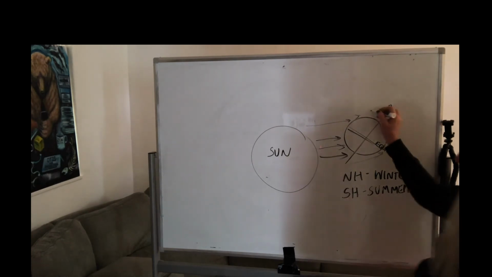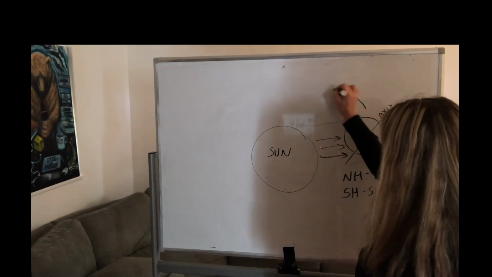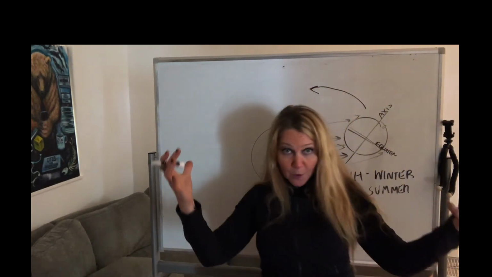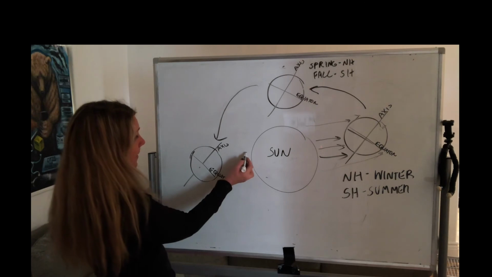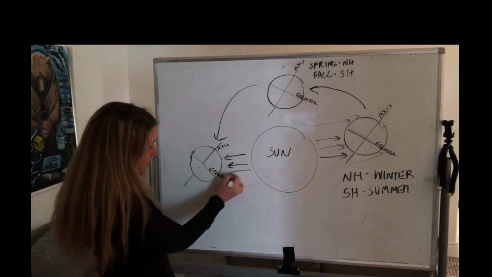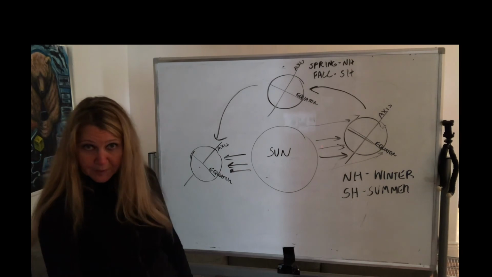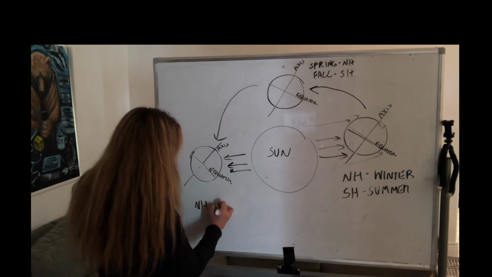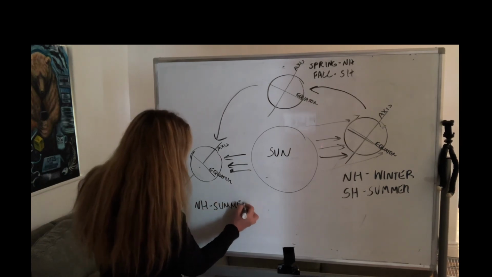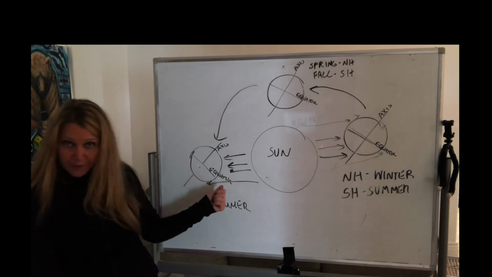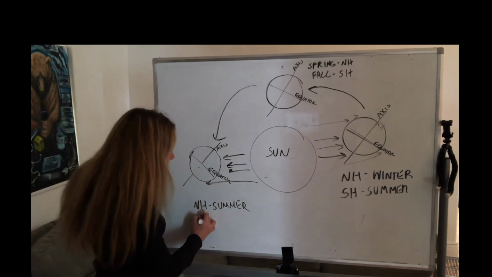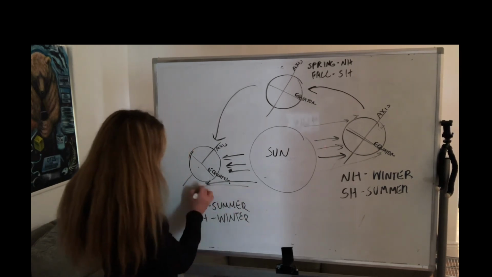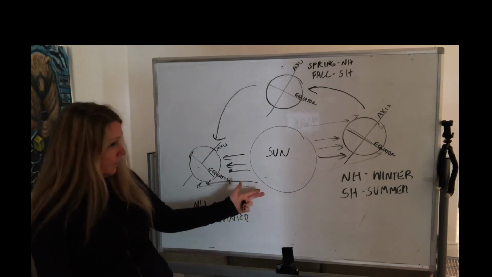Now the Earth goes around the sun in a counterclockwise direction. So we're going to go this way. Notice we have to keep the angle the same. The sun now is hitting the Northern Hemisphere directly. The Northern Hemisphere is getting direct sunlight. So this is summer in the north. The Southern Hemisphere is getting indirect light. So this is winter, because it's getting indirect light from the sun.